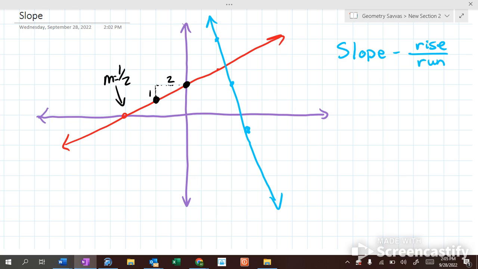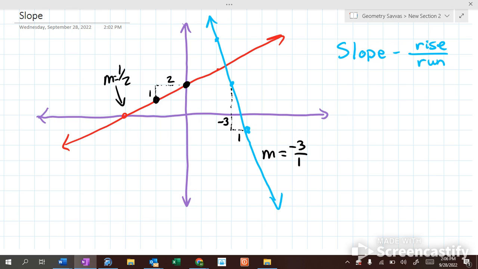Let's look at the blue line. What's our rise here? It's a -3 for a rise and a run to the right, 1. So the slope of the blue line is -3 over 1. Okay? -3 over 1. Because it's the vertical change over the horizontal change.